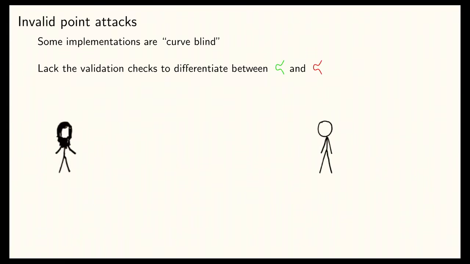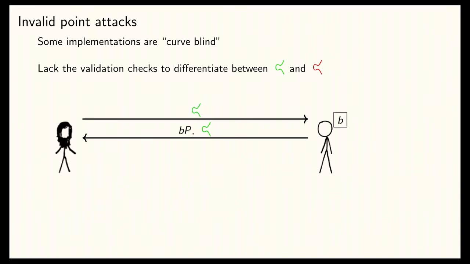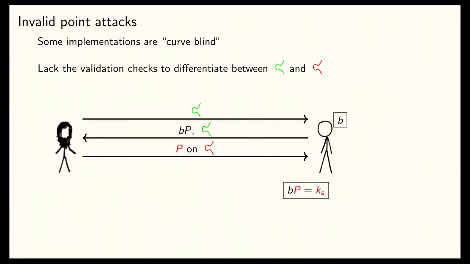So the attack works as follows. We have a malicious client, Mallory, and our server, Bob. So Mallory starts a key exchange with this green curve. Bob accepts the green curve and computes his key exchange values on it. Now, instead of sending a point on the green curve, Mallory sends a point P on a red curve instead, where this red curve is designed to be weak. So now, although Bob doesn't support the red curve, he can't tell the difference between the red curve and the green curve because he's curve blind. So he computes the shared secret on that curve instead.